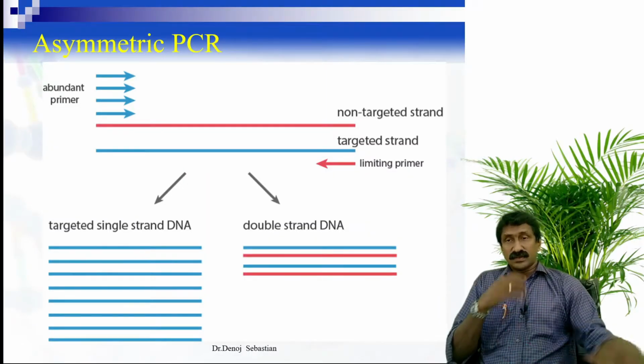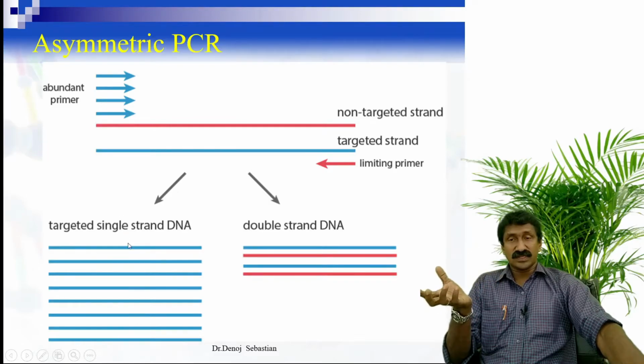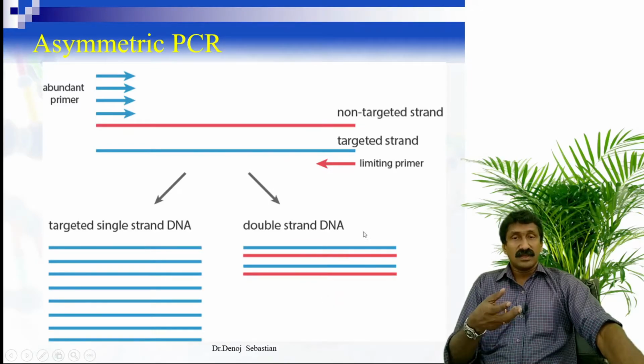So you can see this one. One primer is an abundant one, and the second one is a limiting primer. One of the strands, the non-targeted DNA strand, is amplified using the abundant primer. So based on the number of copies of the primer available, increased quantities of a single strand are produced, whereas the limiting primer will amplify only the targeted strand. A few copies of the targeted strand are produced by the limiting primer.